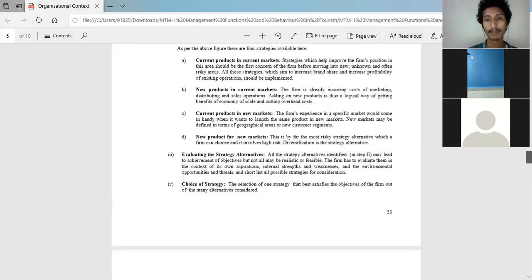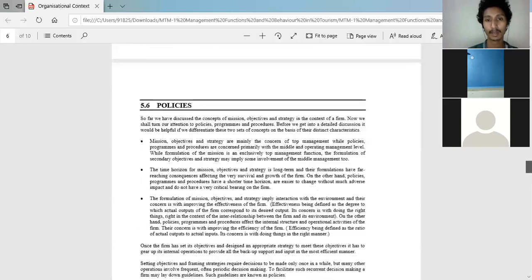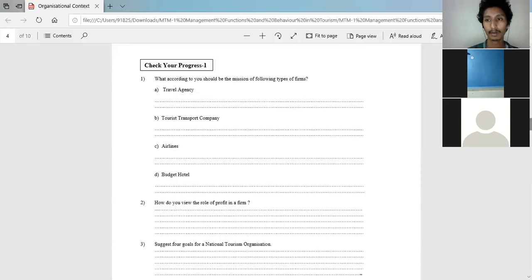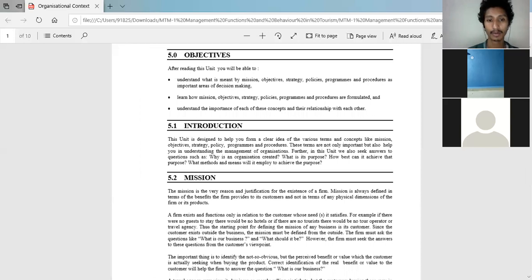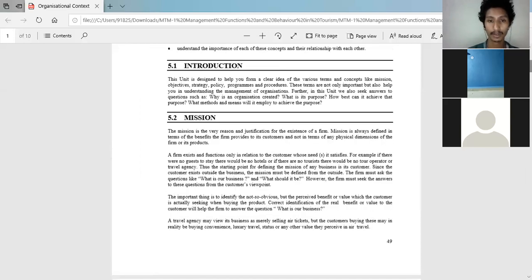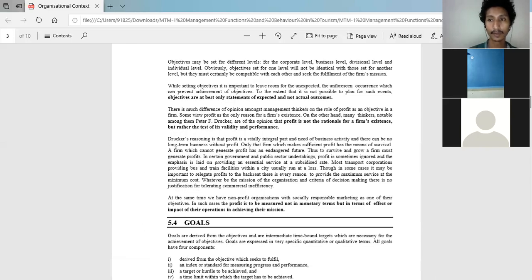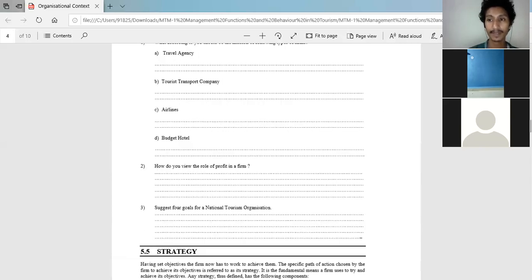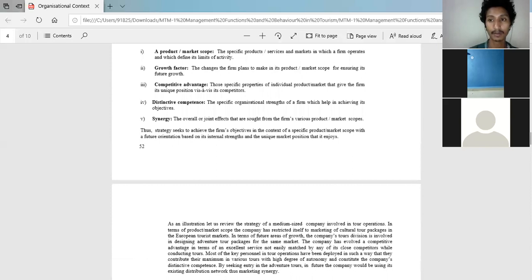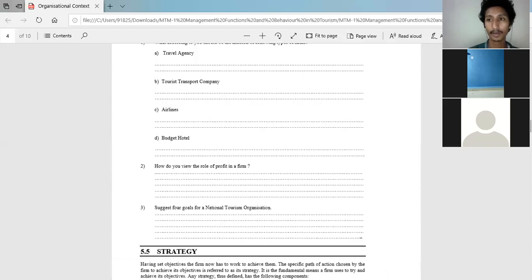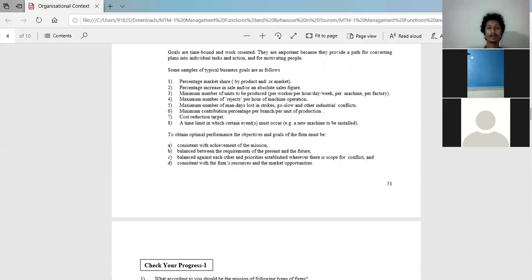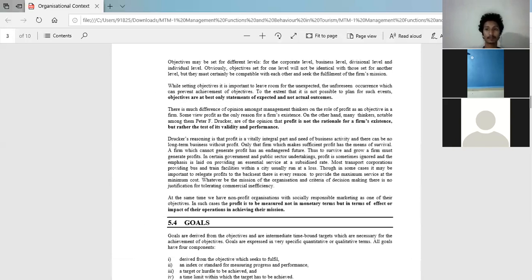Policy, I'll give you an example now, step by step, again. So missions I have told you. Objectives I have told you, right? Goals also I have told you, that goals are aims. What, you didn't get objectives? Okay, I'll tell you.